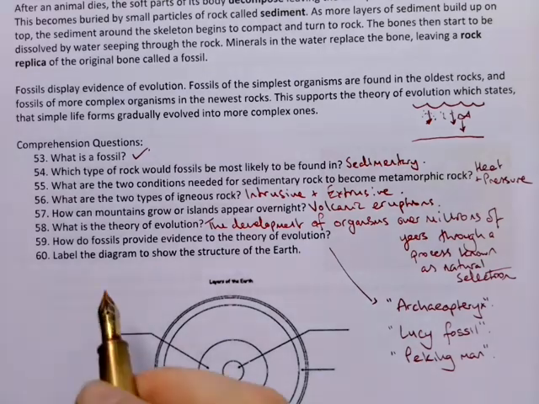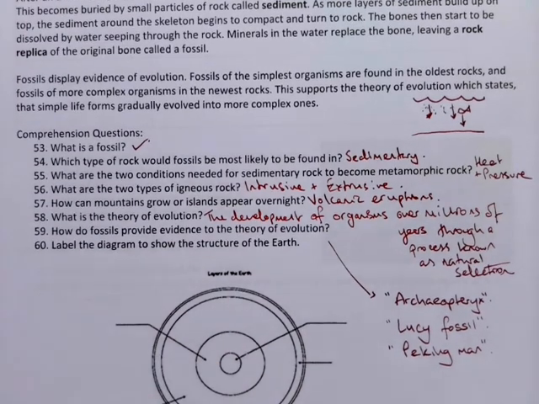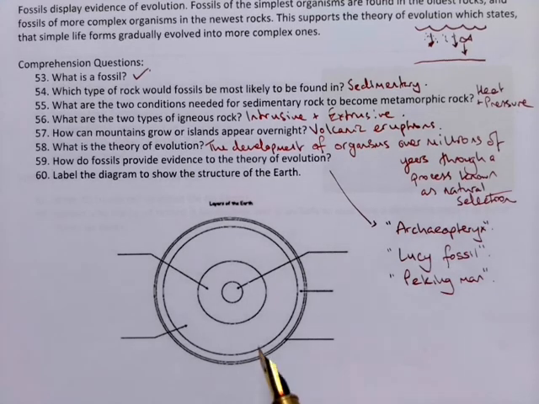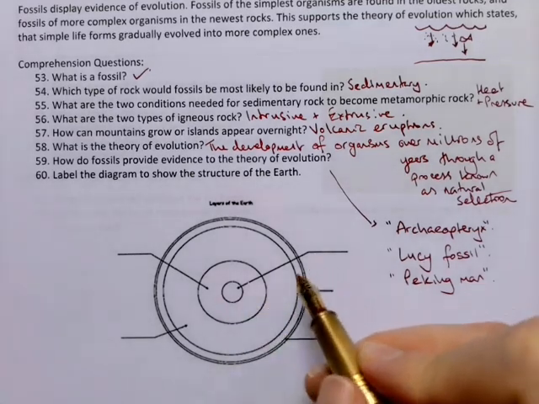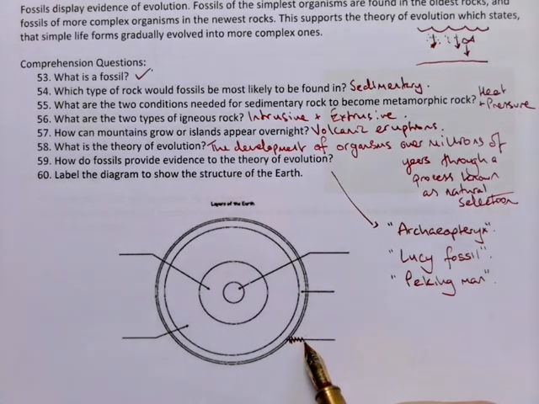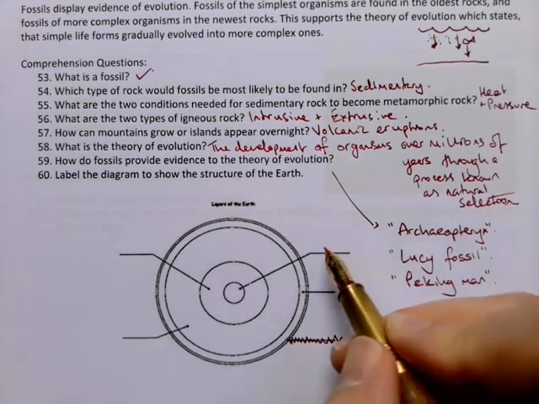Okay, and finally, label the diagram. Let's go back to the rocks. Label the diagram, show the structure of the Earth. I've got 5 things here. Really, I should only have 4. Let's not worry about that one. If you were a little bit confused about that, don't worry.